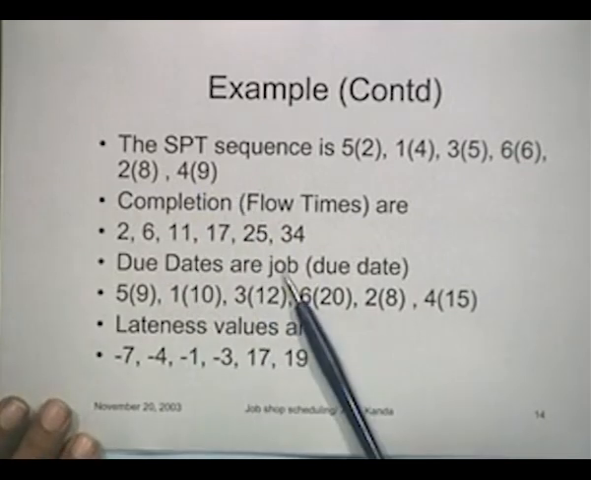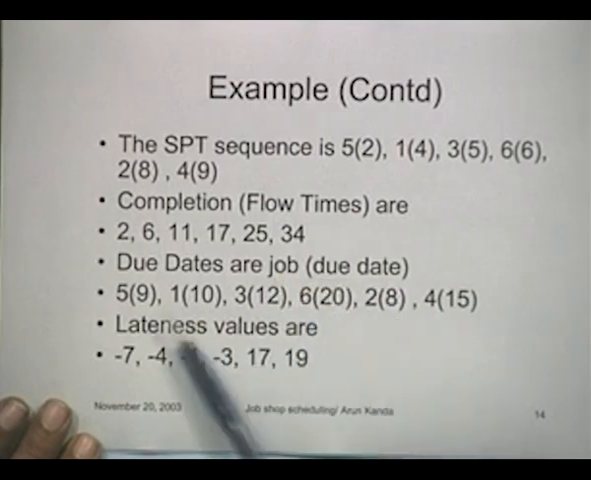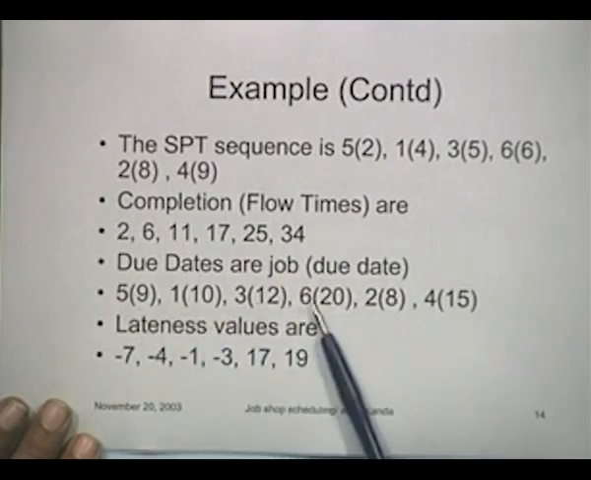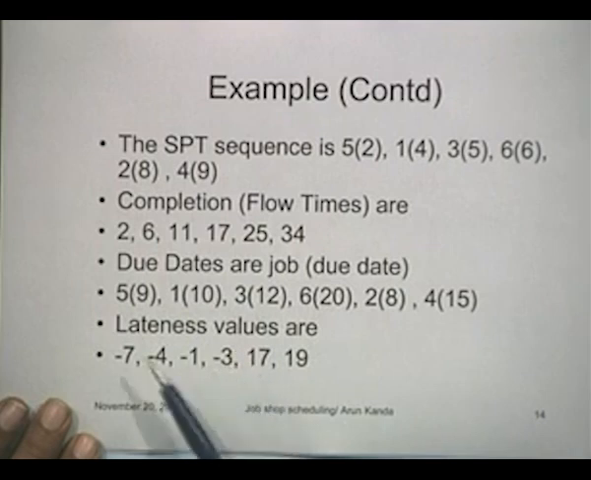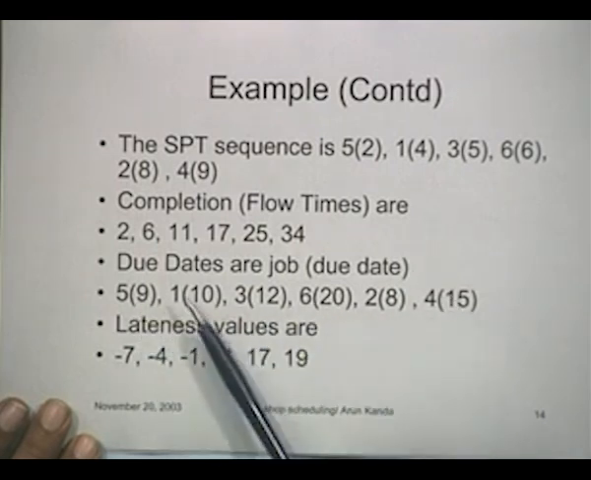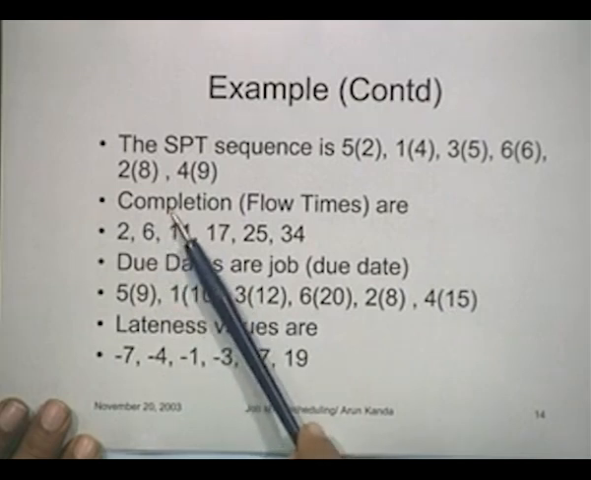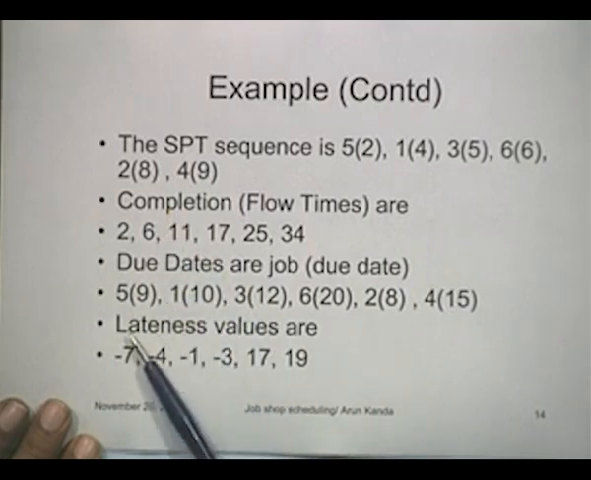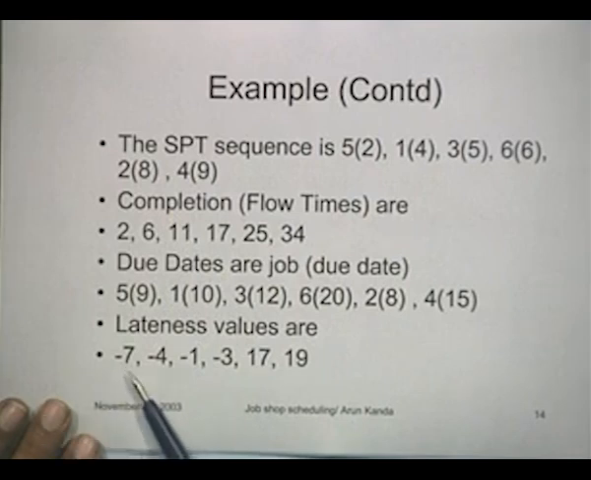The due dates are given like this for each job. So for 5, 1, 3, 6, 2, 4 you are given these particular due dates, and knowing the difference between Ci minus Di, you get the lateness values. So the lateness values for this particular example are -7, -4, -1, -3. So these jobs are typically early and these two jobs are late for this particular example.